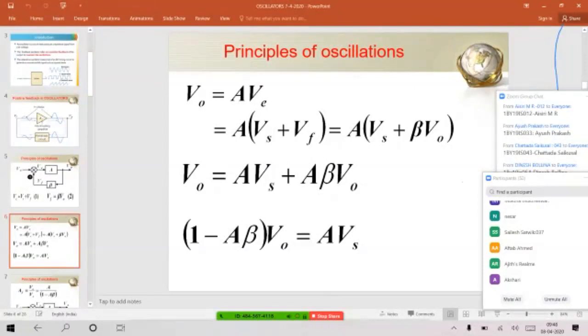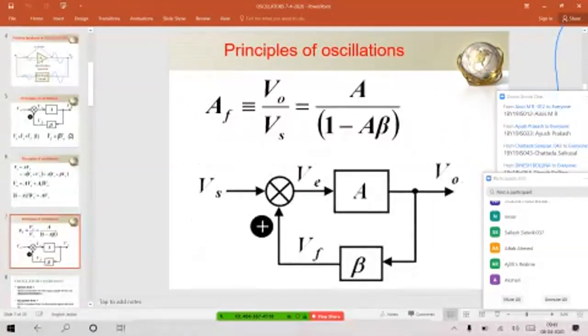Now, the output terms: V naught on the left hand side and V naught on the right hand side. These two terms I'm taking on the left hand side, and I'm taking V naught common from this. So the expression becomes, in bracket, 1 minus A times beta, multiplied by V naught, is equal to A VS, as it is from the above expression. That is a simple thing to understand. So in continuation with this, what is the expression for gain now? Gain A is equal to what?